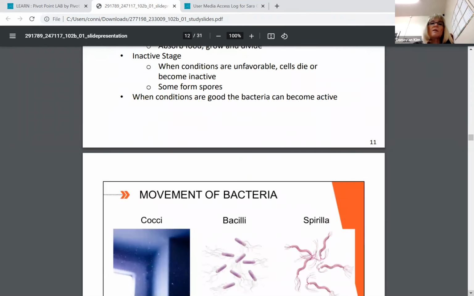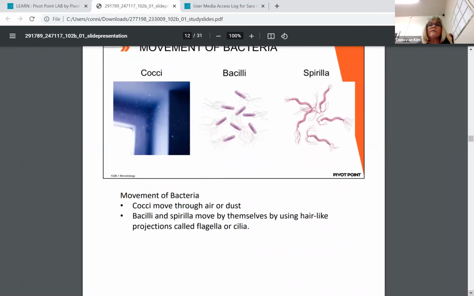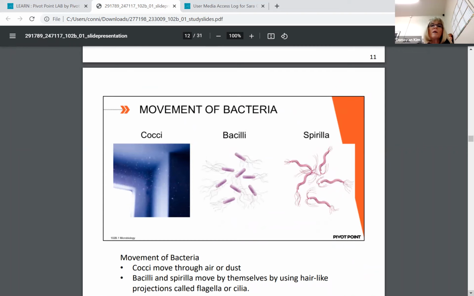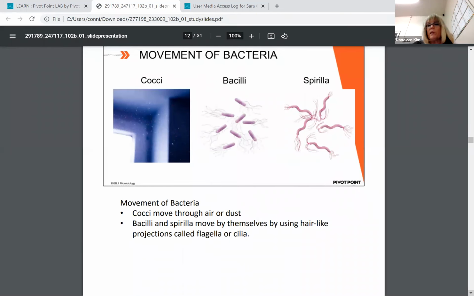Okay. So they grow or we kill them. Active and inactive, right? Inactive is when it's in that spore stage. Okay, so then bacteria moves. How does it move? Well, it moves through the air, moves through the dust, moves through people touching each other. Bacilli and spirilla move themselves using little hair-like projections called flagella or cilia. You need to know what flagella and cilia are. They're little hair-like projections that move the bacilli or the spirilla around. And that's how it travels around.